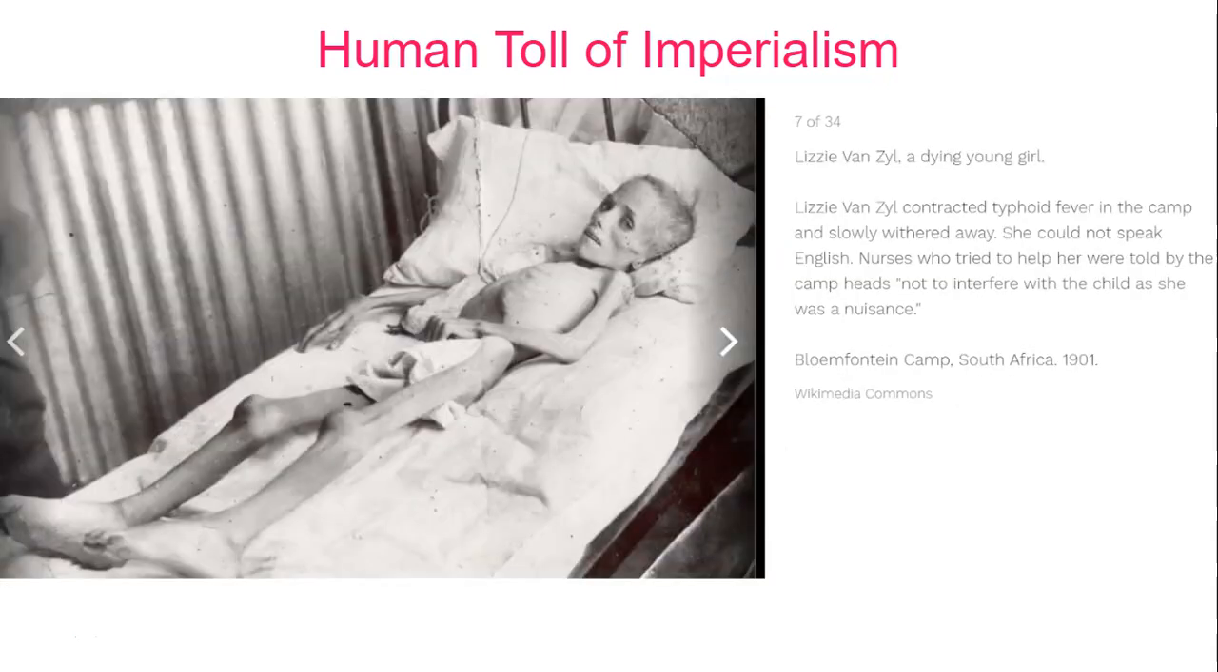This is a picture of a little girl named Lizzie Van Zyl. She was dying, unfortunately. She contracted typhoid fever in the camp and slowly withered away. She could not speak English. The nurses who tried to help her were told by the camp heads not to interfere with the child as she was a nuisance.